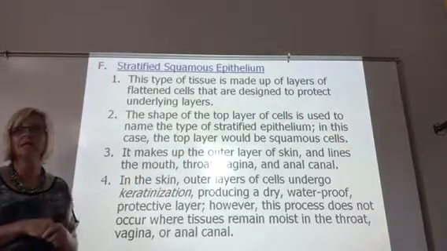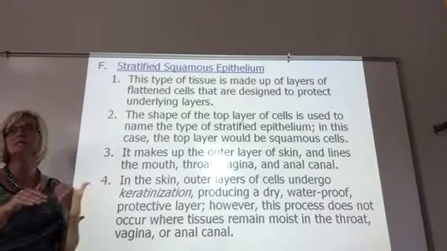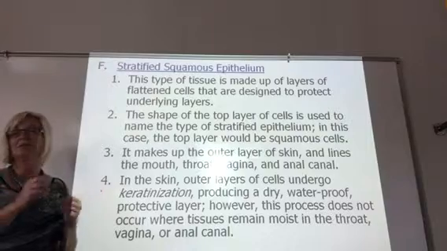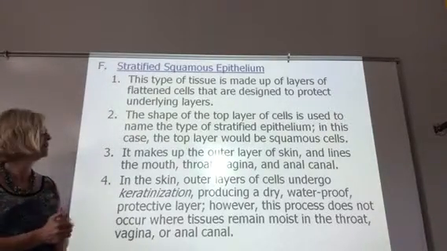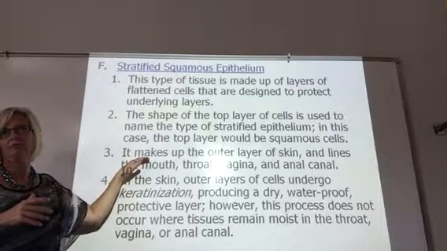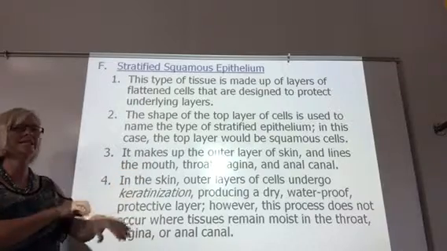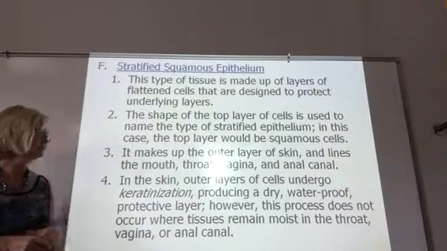Same thing with anal canal. It has to have lots of layers to protect as feces moves through it, or else it would have rips and tears when you went to the bathroom. So lots of layers, very protective. It protects against things getting into, getting out of, ripping, tearing, things like that.